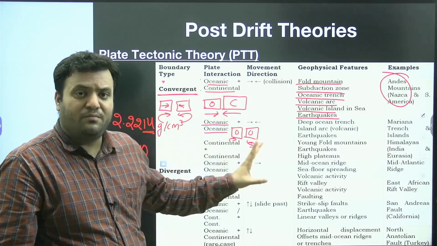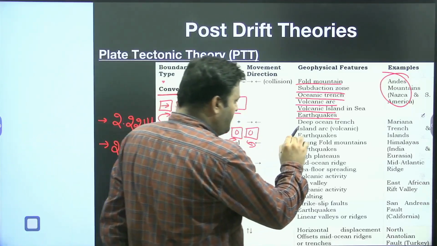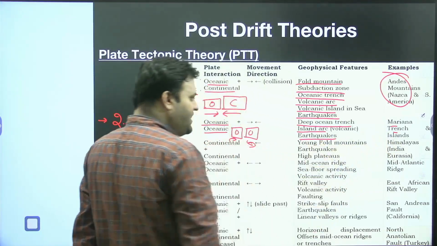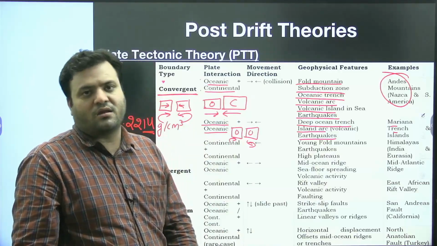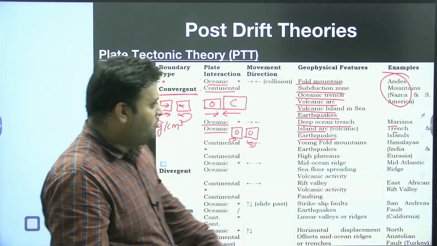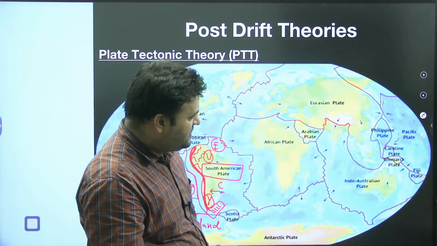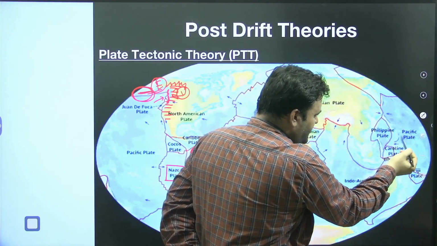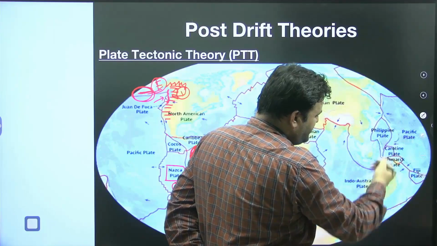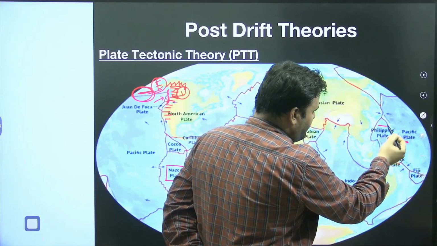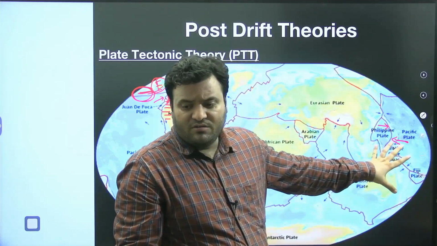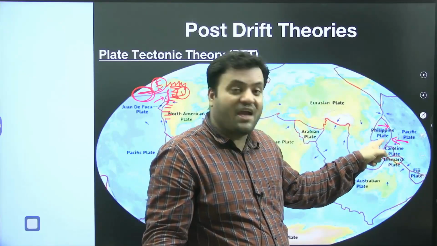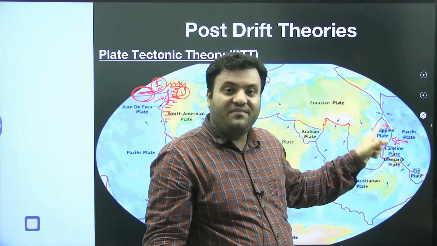Whenever oceanic plates converge, there will be a formation of deep ocean trenches. The Mariana Trench is an example of this. Island arcs will be formed, and when the plates move, earthquakes would occur. So let's have a look here. The Pacific plate and the Philippine plate are going to meet. Here we have a trench.